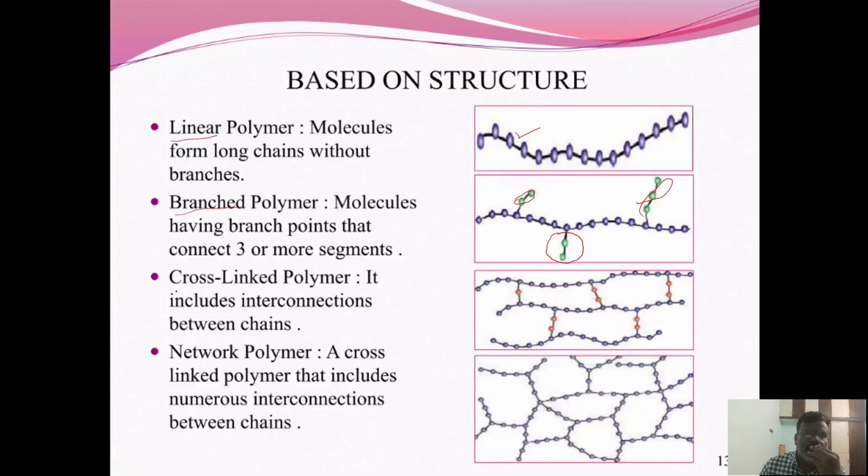Cross-linked polymers are very hard and stiff materials. Their tensile strength will be very high. Mainly, you can see here there is a cross link between two different linear chains. That is the point. Network polymers are 3D network polymers. Bakelite is the best example for this. Bakelite, urea formaldehyde, all these things. It is a completely 3D network polymer.